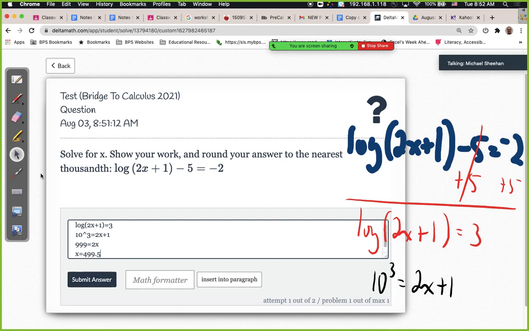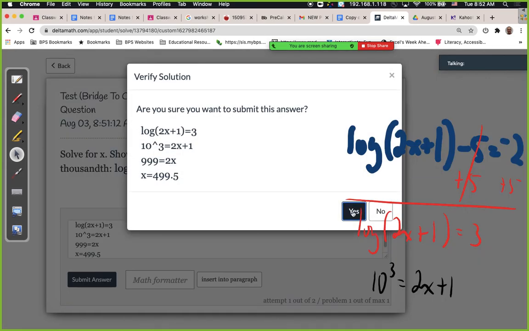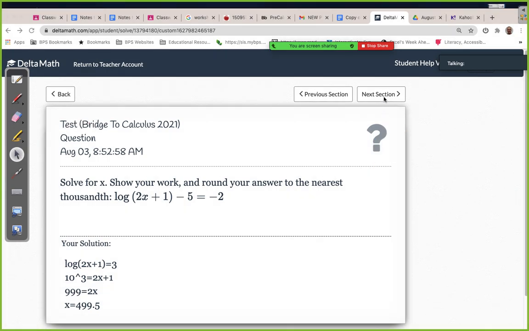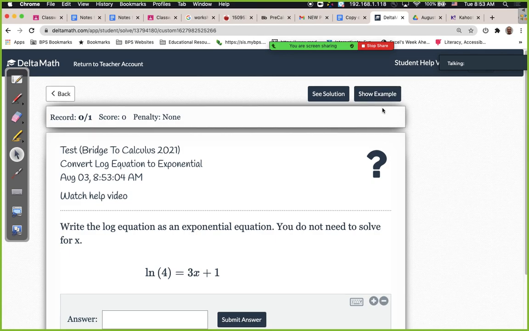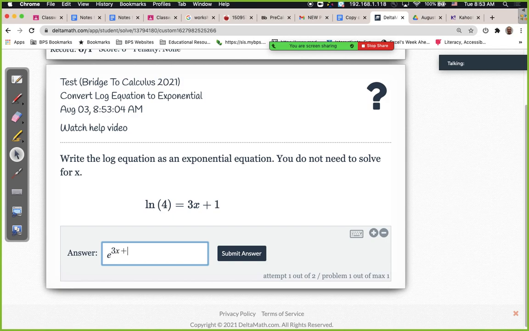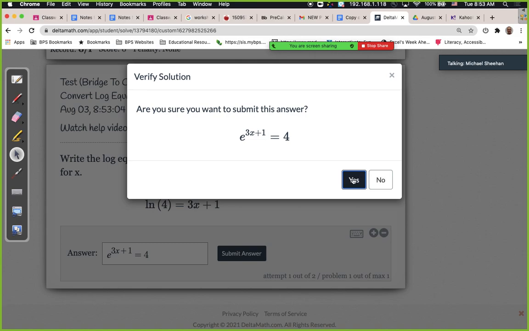Questions on this one? Okay. Let's move on then. Rewrite this as an exponential equation. Again, the base is e, and the log equals the exponent. So the 4 must go here. The exponent is the 3x plus 1. The 4 is the answer.